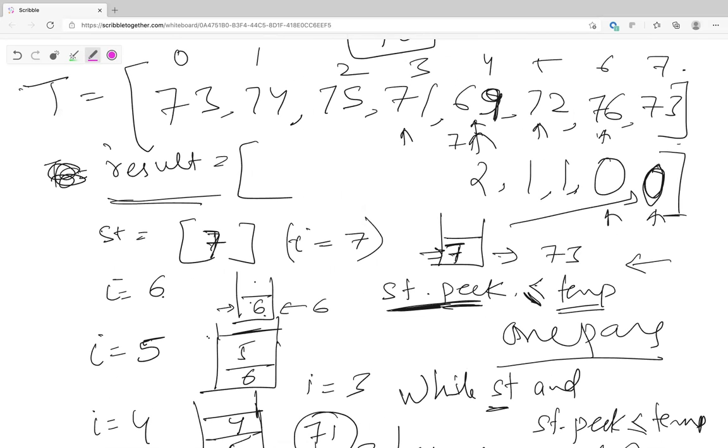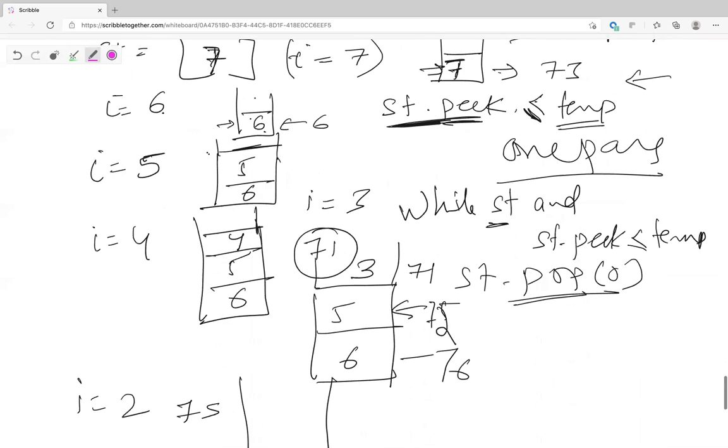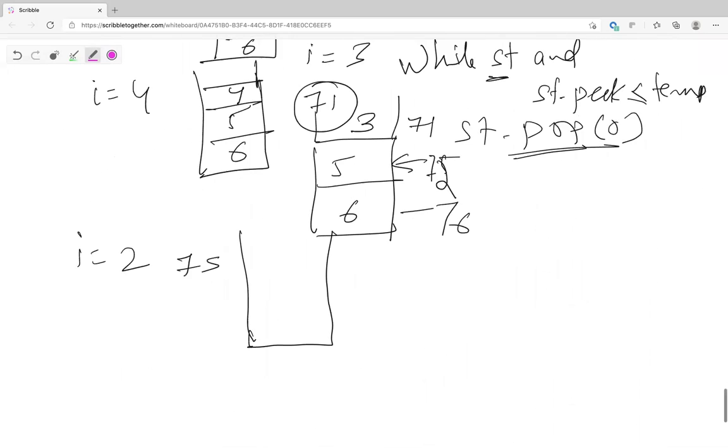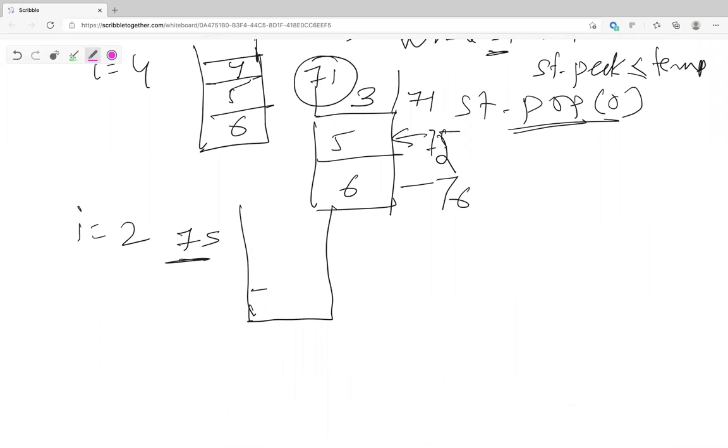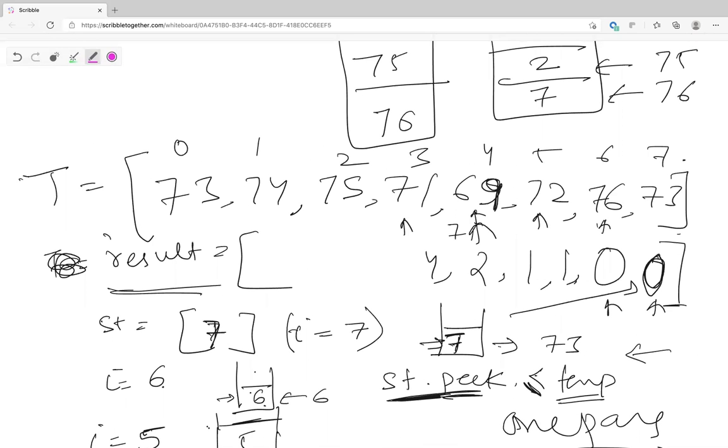Now we're at 75. Wait, I have 72 also, right? I have 72 and then 71. Now I get a 75. So basically I'll keep popping out: 3 will go, 5 will go. I'll eventually reach 6. I'll add 2 over here, and into my result I'll add 2 minus 6, which is 4. So my 4 will come over here.